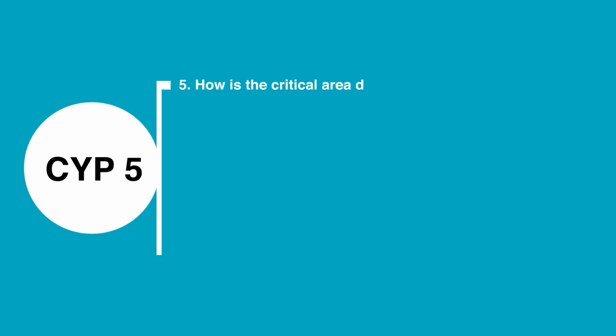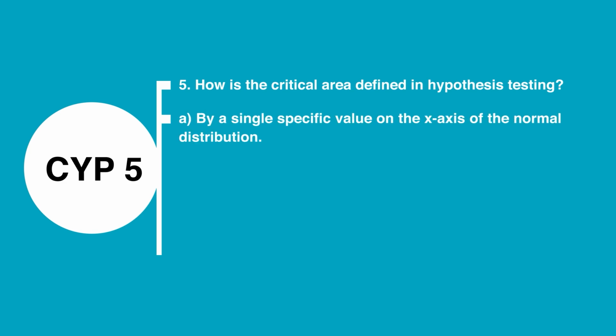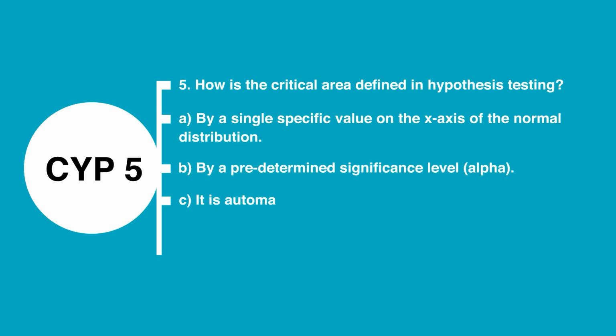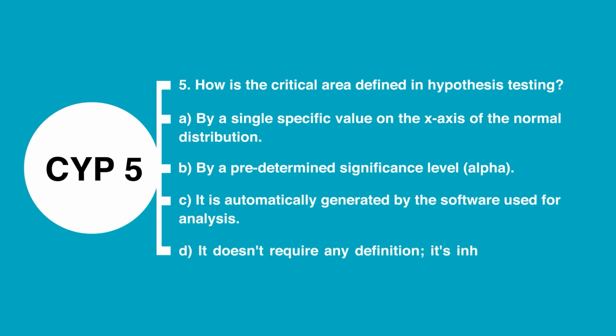Question 5: How is the critical area defined in hypothesis testing? Option A, by a single specific value on the x-axis of the normal distribution. B, by a predetermined significance level alpha. C, it is automatically generated by the software used for analysis. And D, it doesn't require any definition, it's inherent in the data.